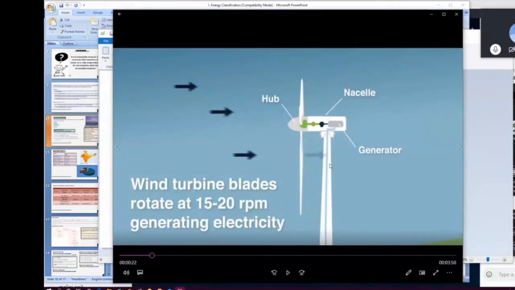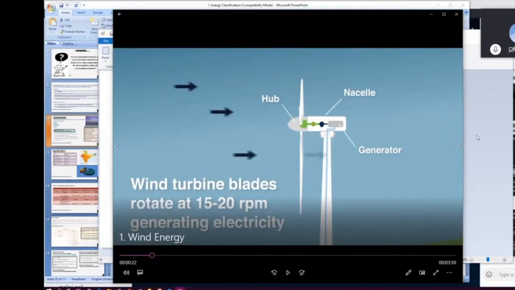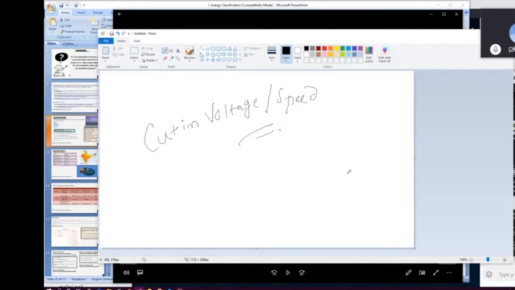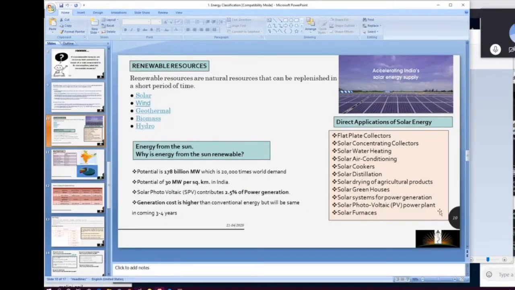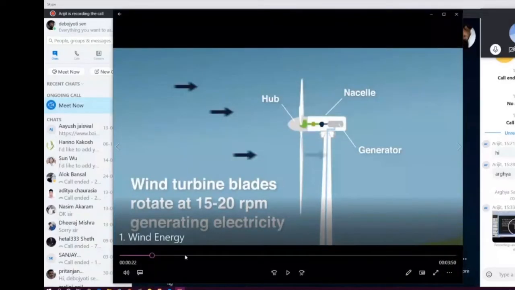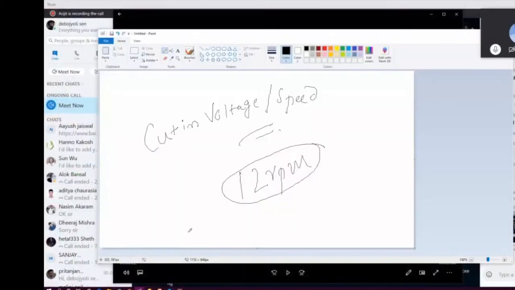Similarly, the maximum speed. The minimum speed required is 12 RPM, 12 rotations per minute. And the maximum speed up to which a wind turbine can rotate is called the cut-off velocity or speed. That is generally 40 RPM for a wind turbine. Clear?